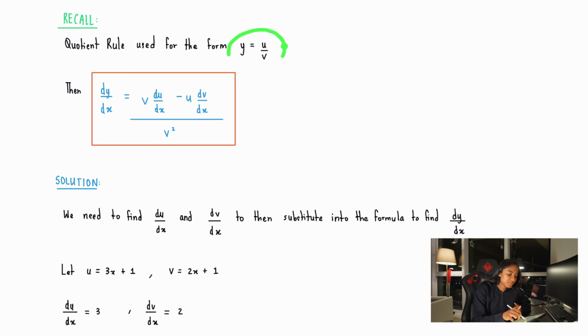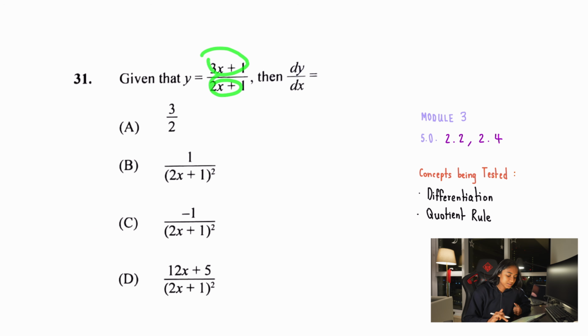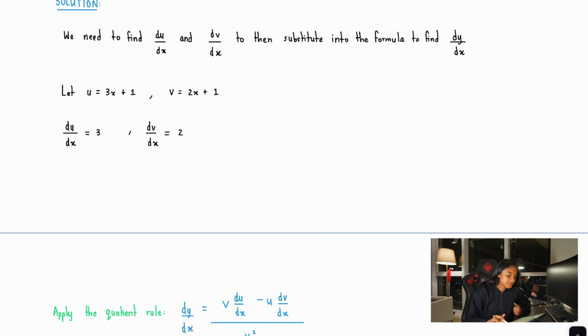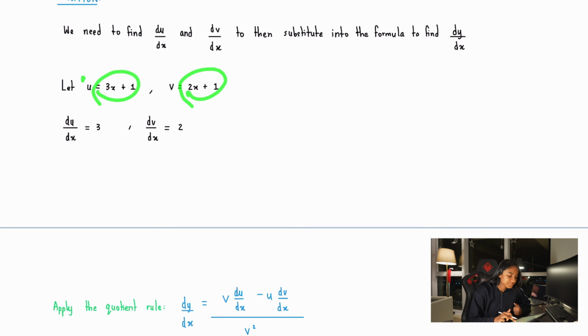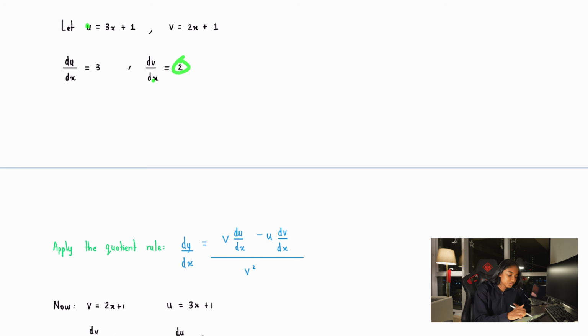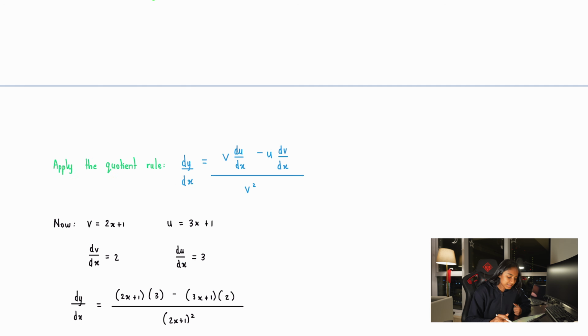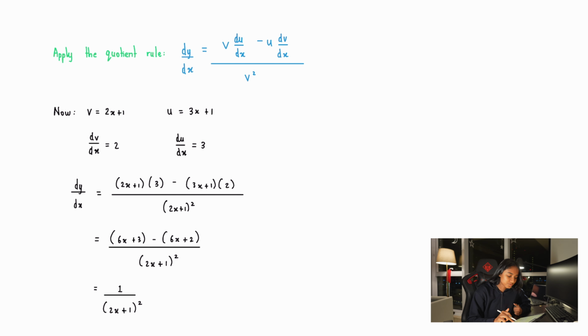So this is of the form y is equal to u over v, as we have in the question. So we are going to let u equal to the numerator and v is equal to the denominator, and let's start differentiating. We know that du dx would simply be 3. This is gone, and of course we remove the x. Same goes here, dv dx would just be 2. Now that we have all these values, u, v, du dx and dv dx, all that's left to do is plug it into the quotient rule.